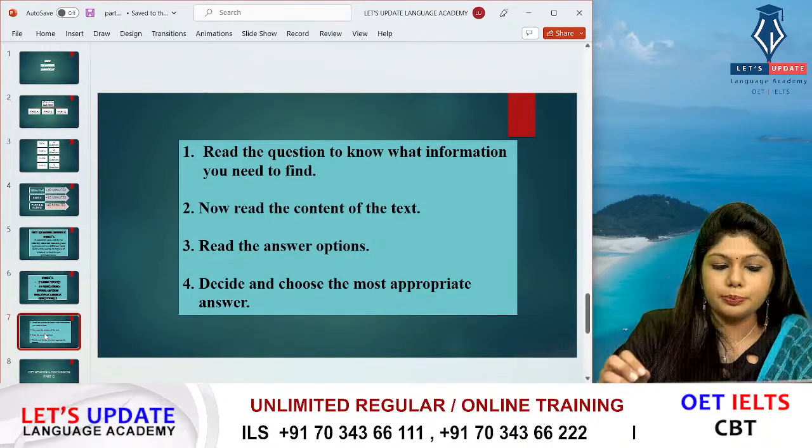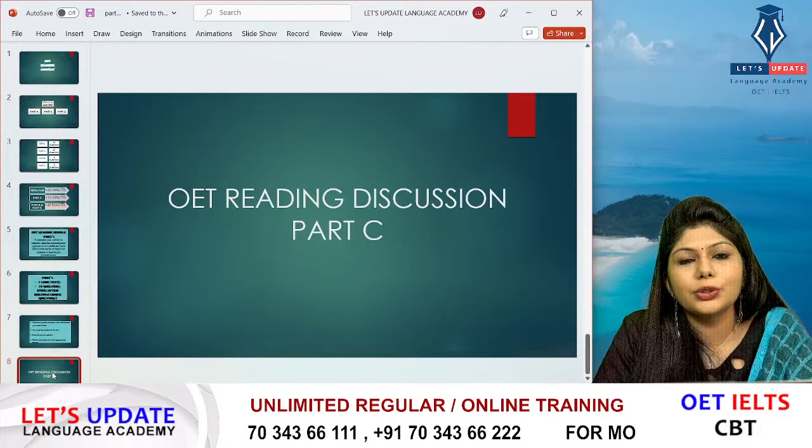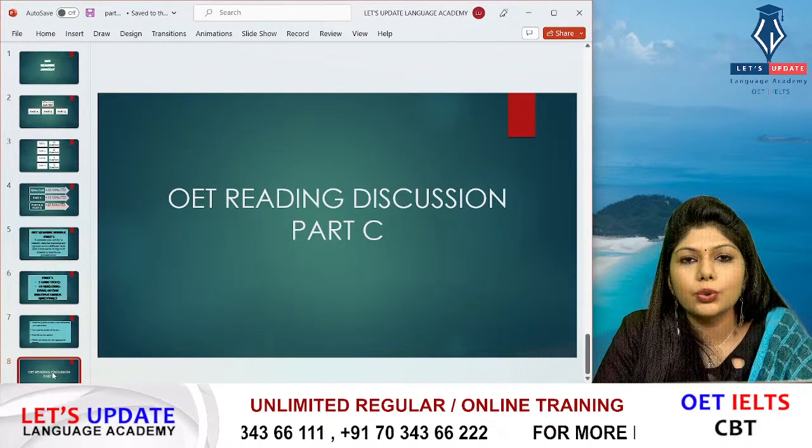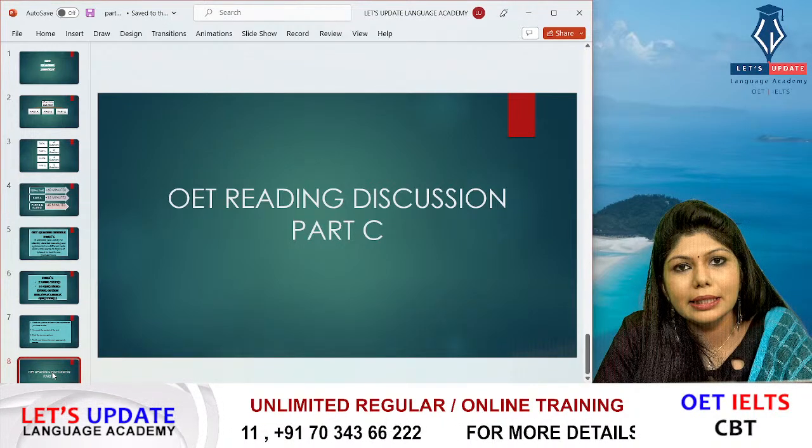So that's about the general instructions to crack part C. Now we are going to have the reading discussion of a part C extract.